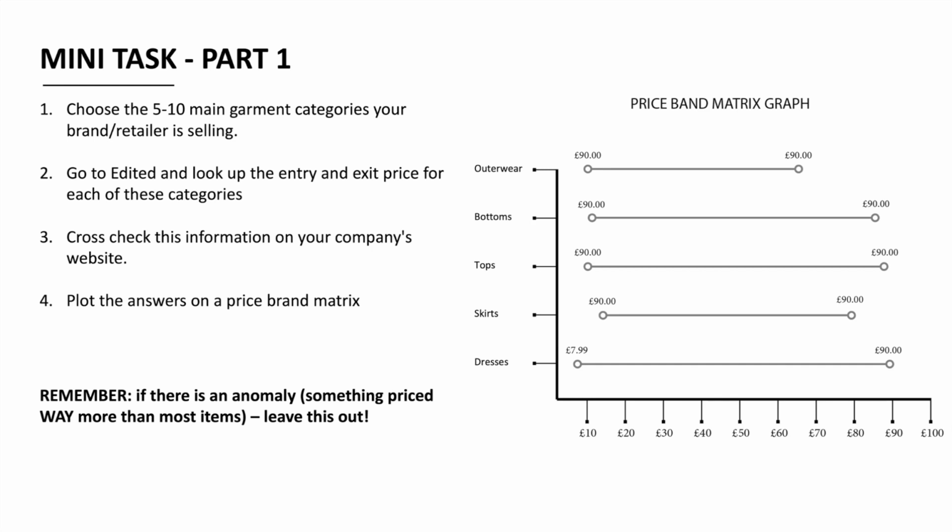Remember, if there is an anomaly, for example, one item within the range that's priced hundreds of pounds or quite a lot more than anything else, then we suggest that you leave this out to not skew your information. And this answers point 7.